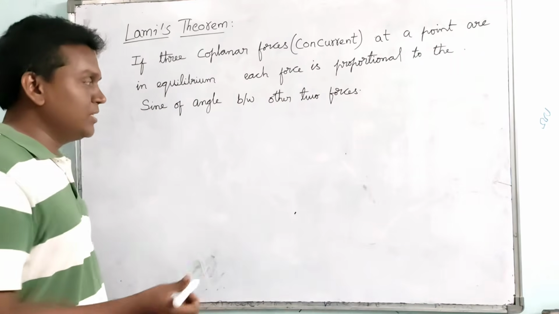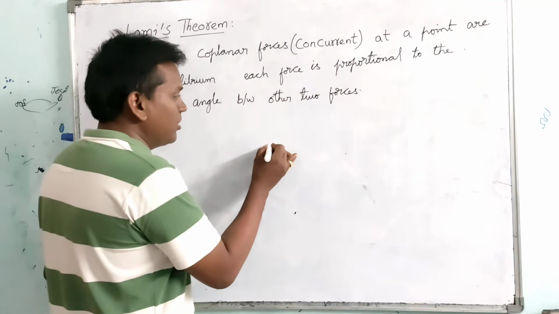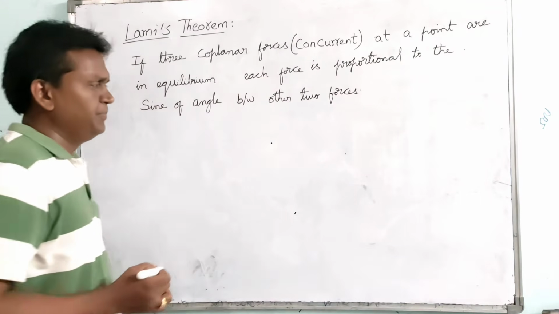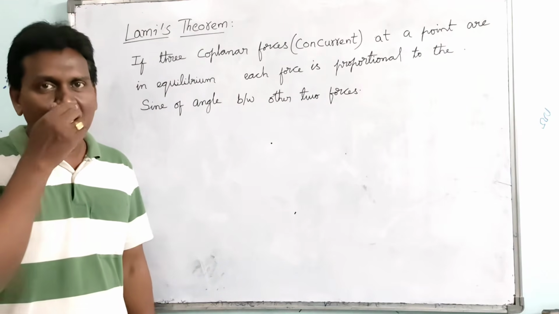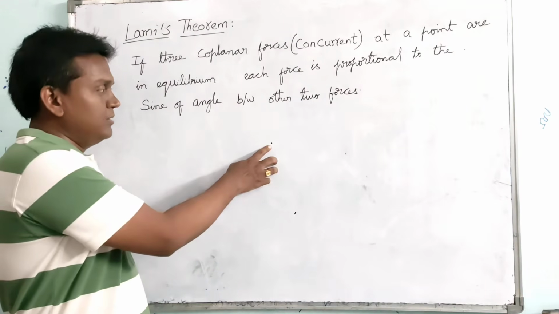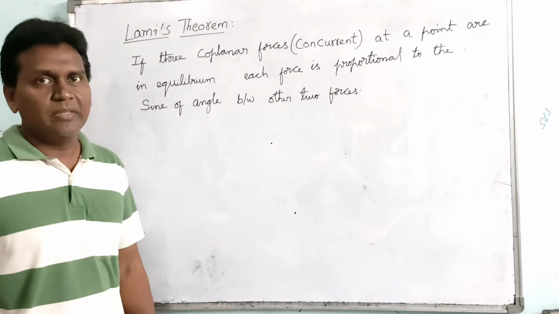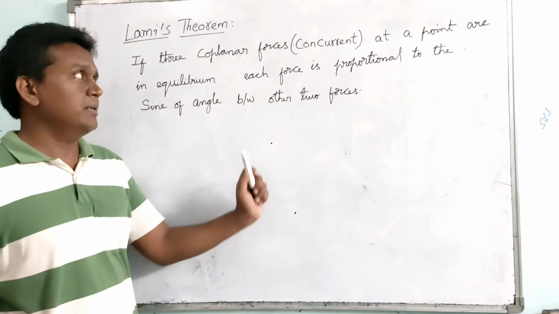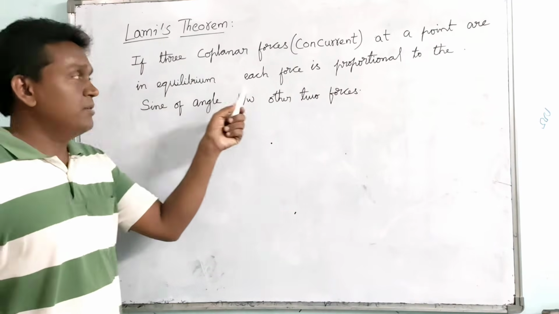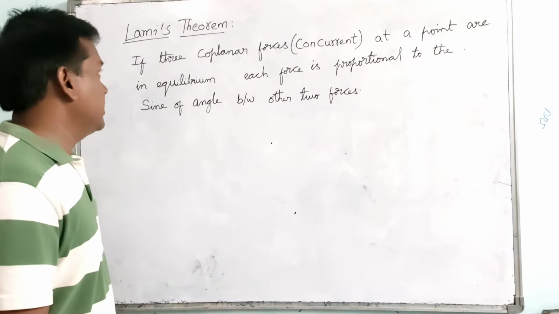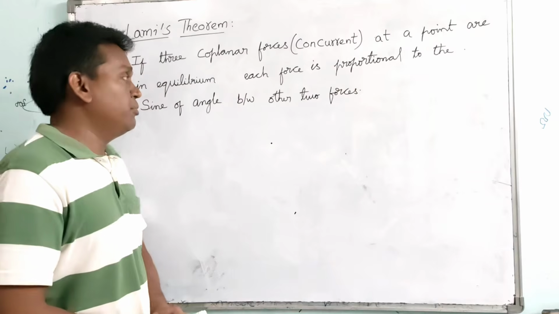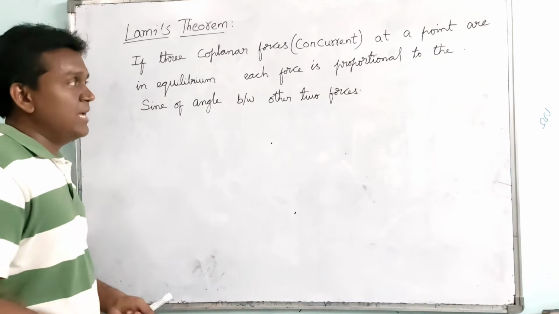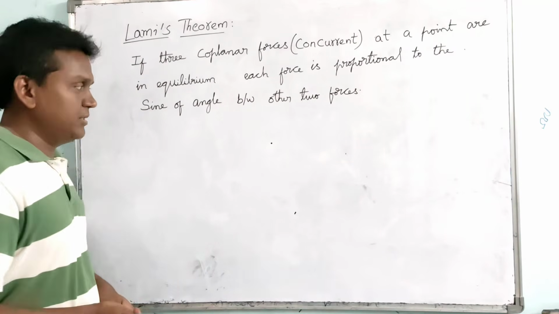If the three forces are acting on the same point, and the point is in equilibrium, then that is called concurrent. The three coplanar forces concurrent at a point and in equilibrium, then each force is proportional to the sine of the angle between the other two forces.